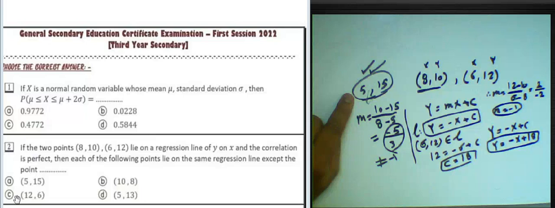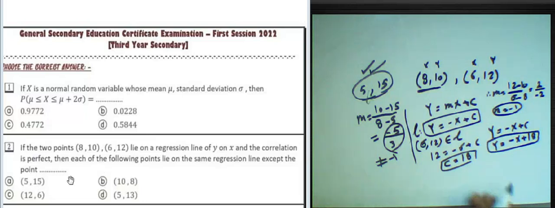So we must choose letter A, because he asked about the point. All the points lie on the same regression line except what? Except the point (5, 15), because the slope between (5, 15) and (8, 10) is not equal to negative 1. Understood?